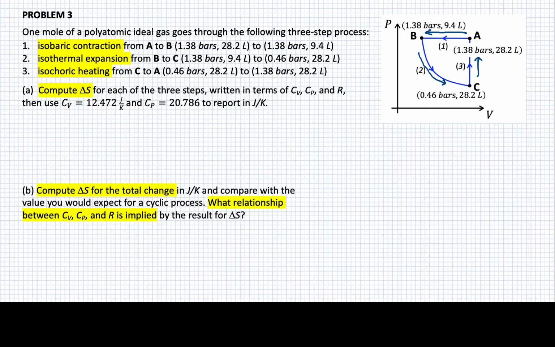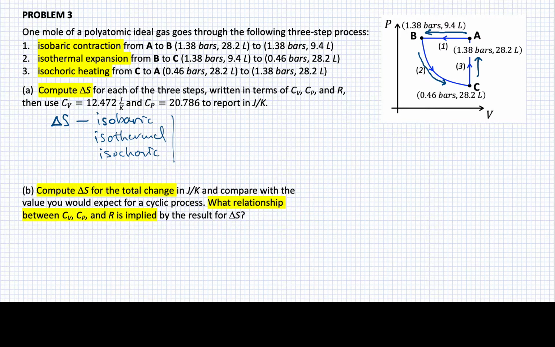Now what you'll need to do is calculate delta S for each of these processes. I want you to consider, for example, what are the considerations when you're calculating delta S for an isobaric process? What are the considerations when you're doing it for an isothermal process? And what are the considerations when you're doing it for an isochoric process? These are the 3 steps that are involved in this.